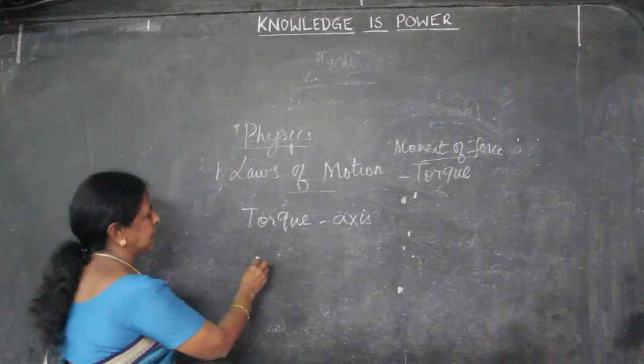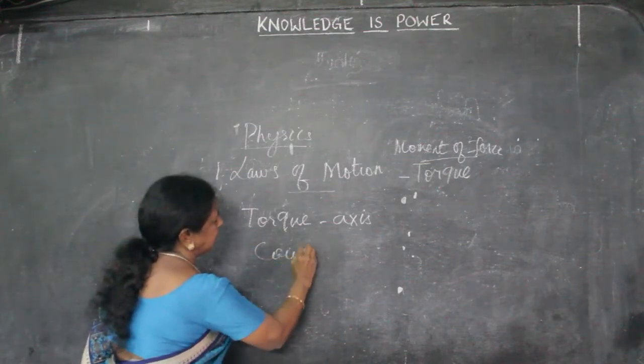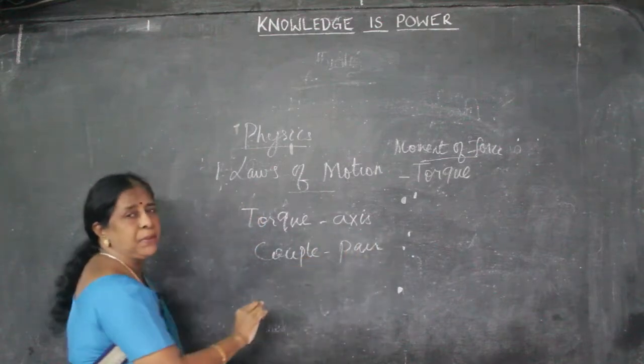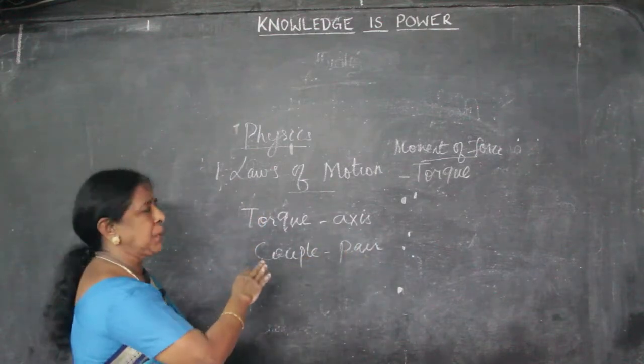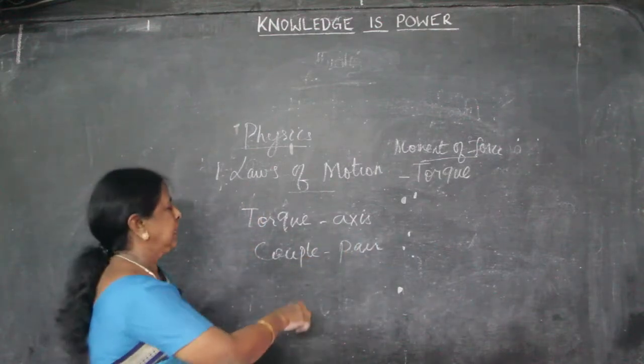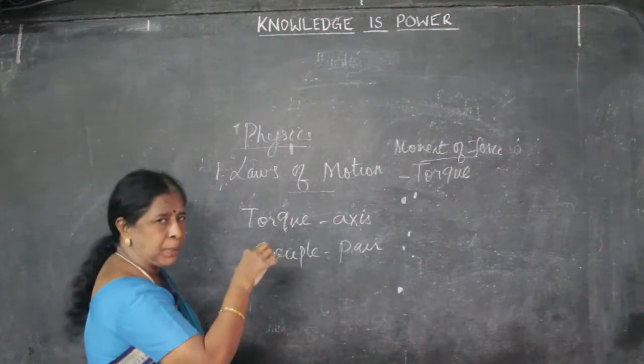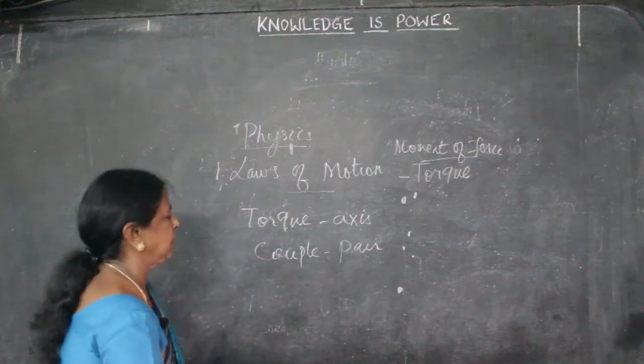Now we have to say what a couple is. What is the meaning of couple? Pair. Knowing the name itself, we know that two forces acting together form a couple. Two forces acting at a particular point constitute the couple.